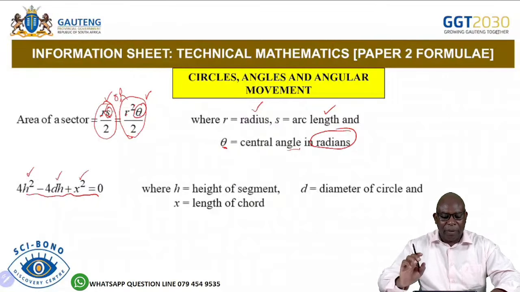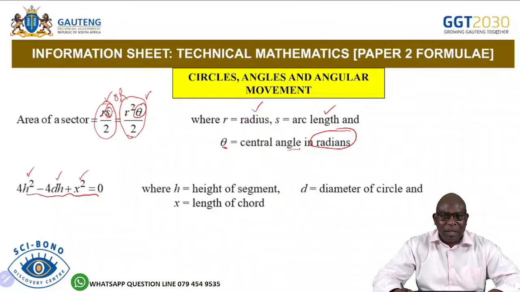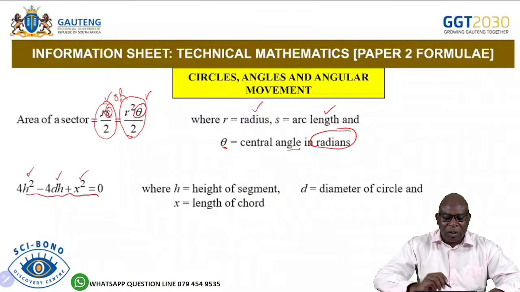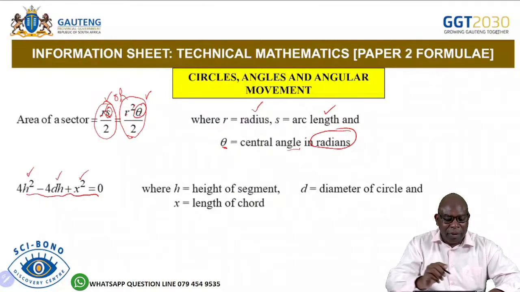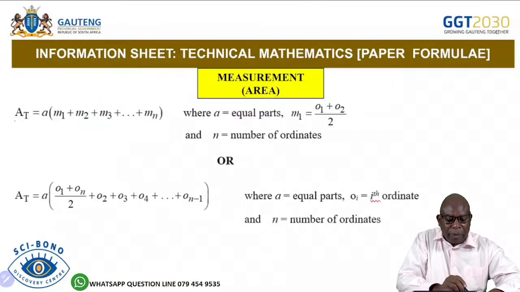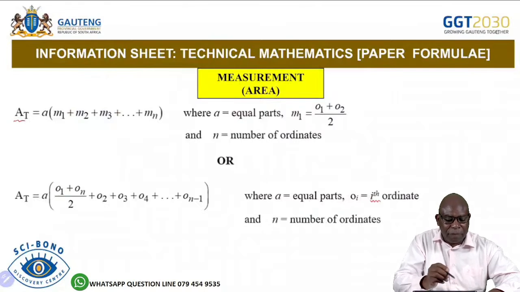Alright, now let's check this one on measurement. That question comes every year. Every year. So we must go and practice this and get it right. The question whereby they ask you to calculate the area, there you are having the area of T, the M1 and M2, M3 and that.